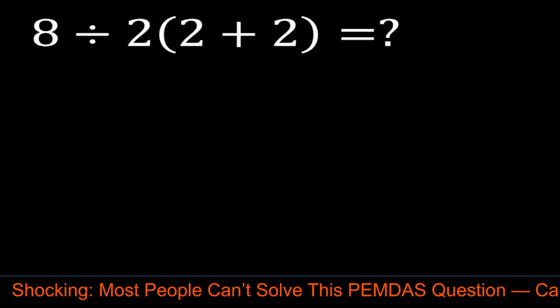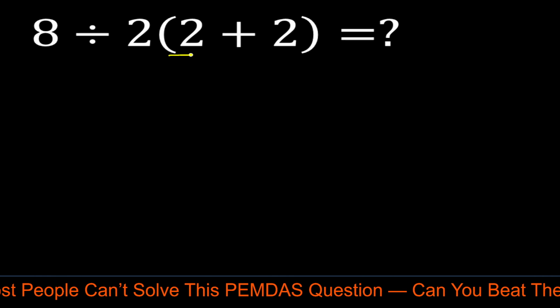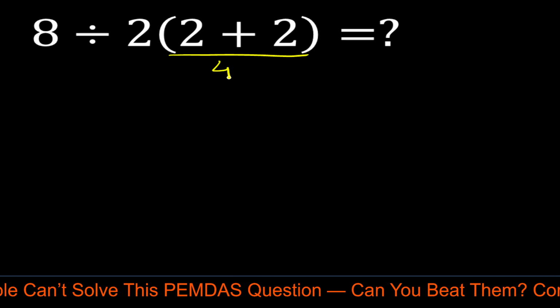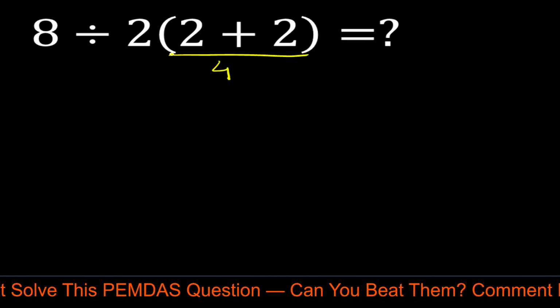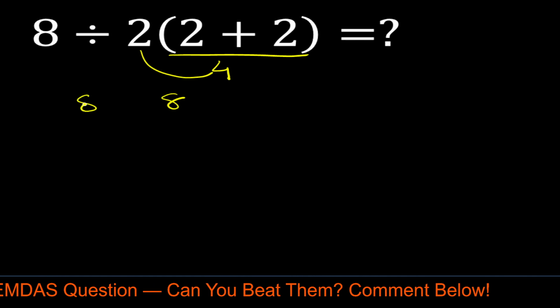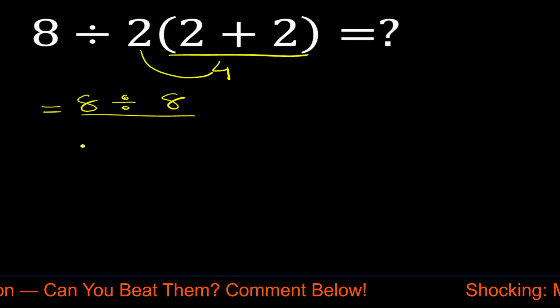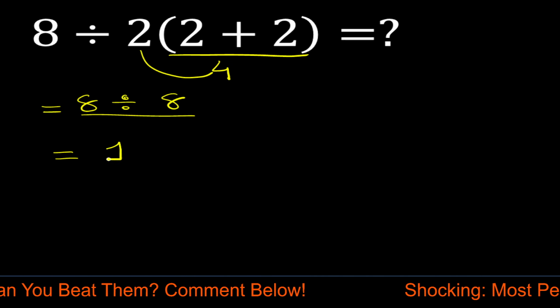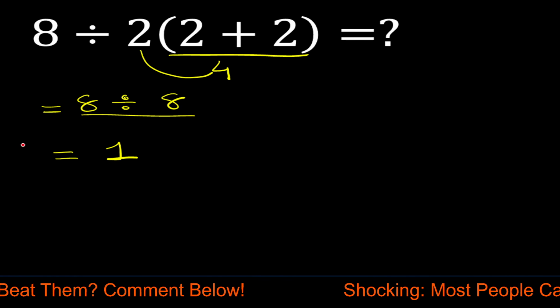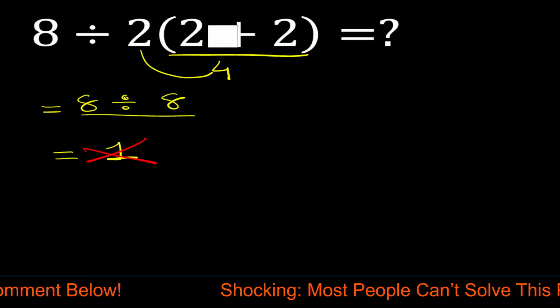So most people solve this question like 2 plus 2 is equal to 4, right? Now 4 times 2 is equal to 8. So now 8 divided by 8, right? So 8 divided by 8 is equal to 1. But this answer is not correct. This answer is completely wrong.